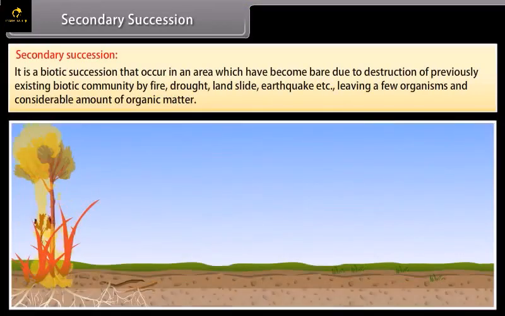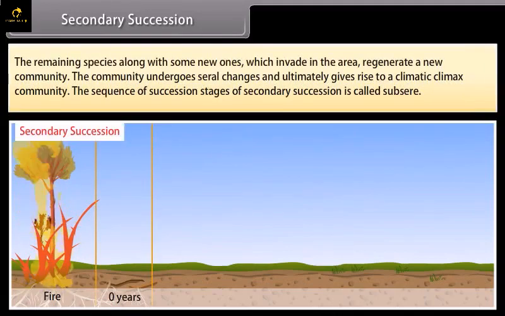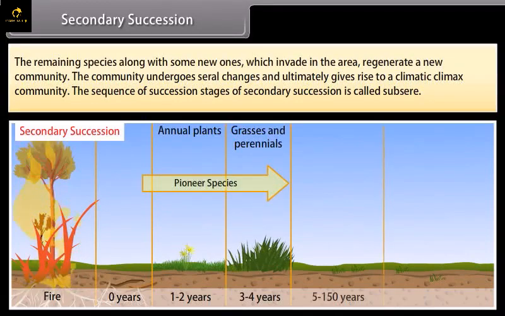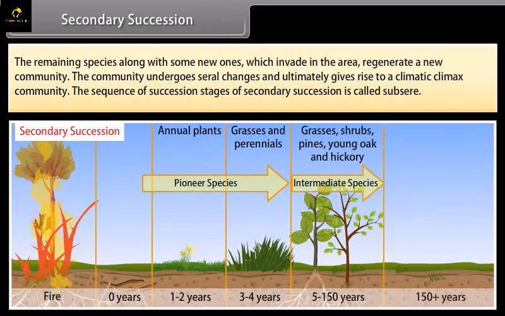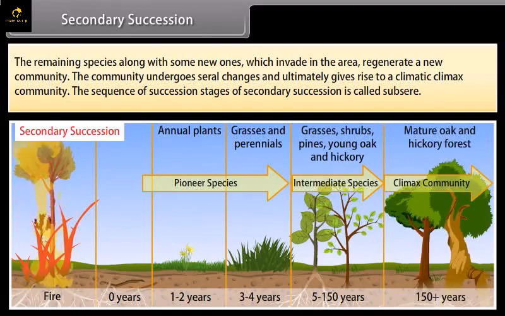Secondary succession. It is a biotic succession that occurs in an area which has become bare due to destruction of the previously existing biotic community by fire, drought, landslide, earthquake, etc., leaving a few organisms and a considerable amount of organic matter. The remaining species, along with some new ones which invade the area, regenerate a new community. The community undergoes serial changes and ultimately gives rise to a climax community. The sequence of succession stages of secondary succession is called subsere.